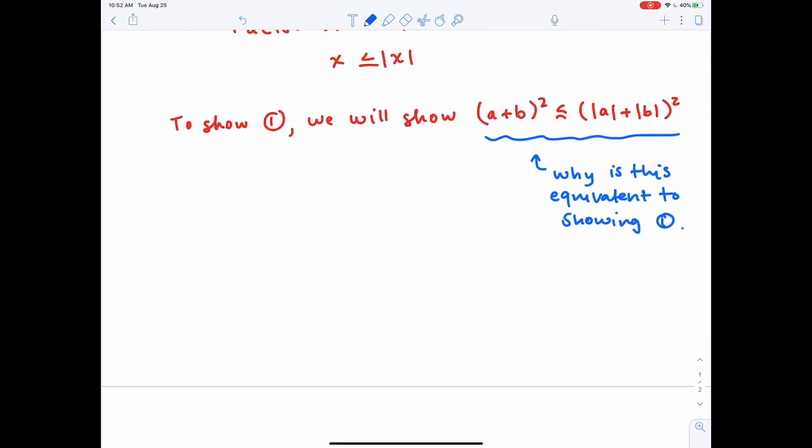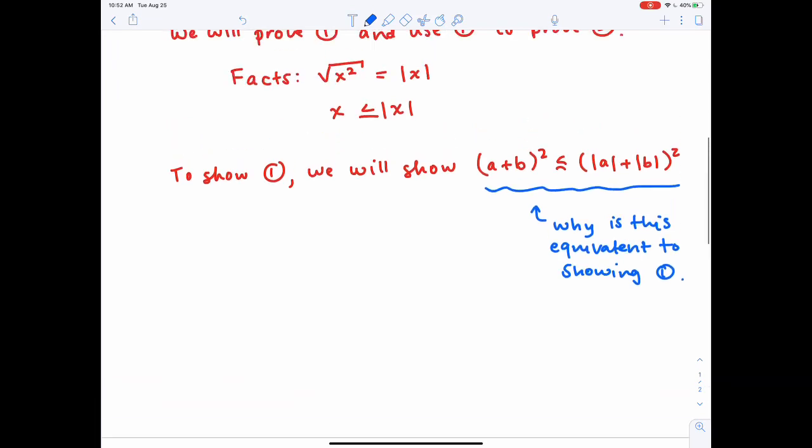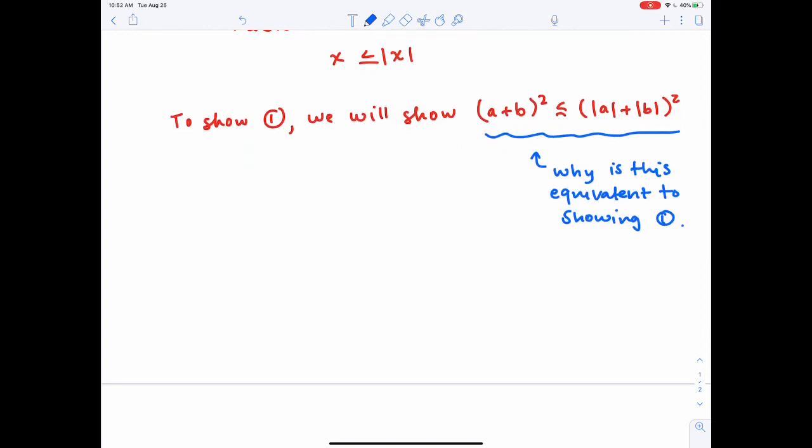Well, you can just apply square roots to both sides, and in applying square roots to both sides, we're using this first fact here that when you take the square root of x squared, you get the absolute value of x. So in applying the square root to both sides, let's write this out.